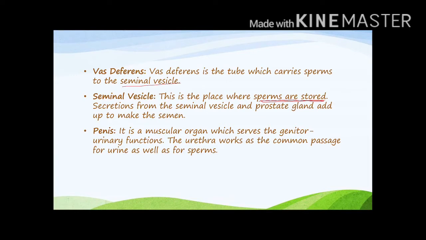Secretion from the seminal vesicle and prostate gland add up to make the semen. Then it becomes semen. Next it is penis. It is a muscular organ which serves the genital urinary functions. The urethra works as the common passage for urine as well as the sperm also.